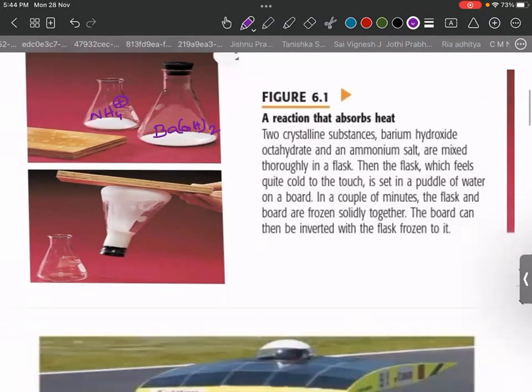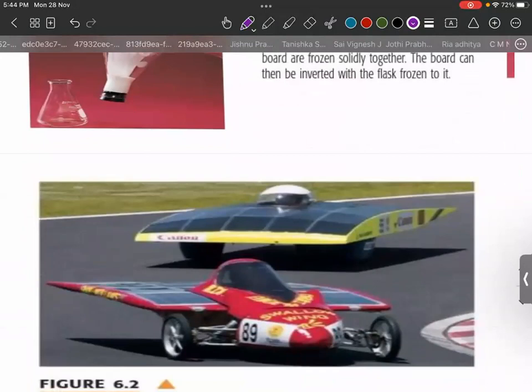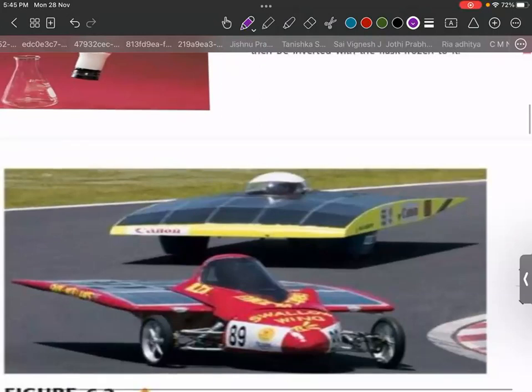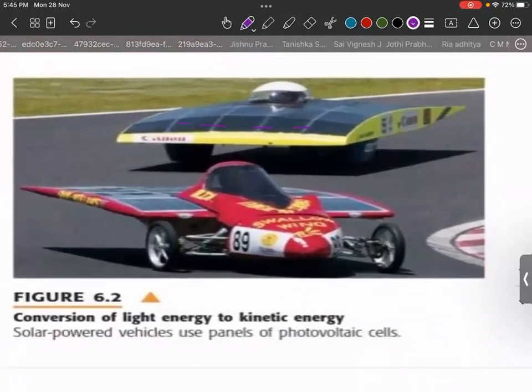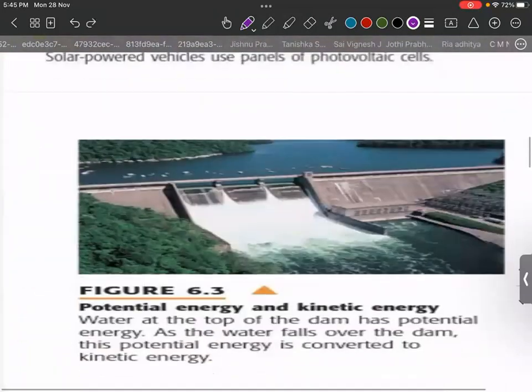So next, you can see that. What is this? It is not a fuel driven car. It's a solar energy car. When the solar energy comes to the photovoltaic cell, it is converted into mechanical energy that drives the car. So you are converting one energy into another energy. So each will have its own energy. In this picture, the solar powered vehicle uses a panel of photovoltaic cells. Okay. And so here what they are saying is light energy into kinetic energy.